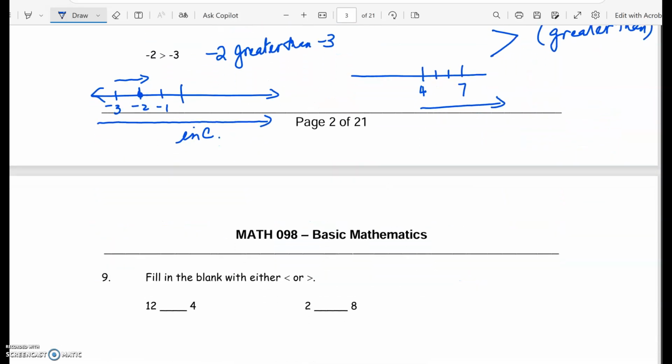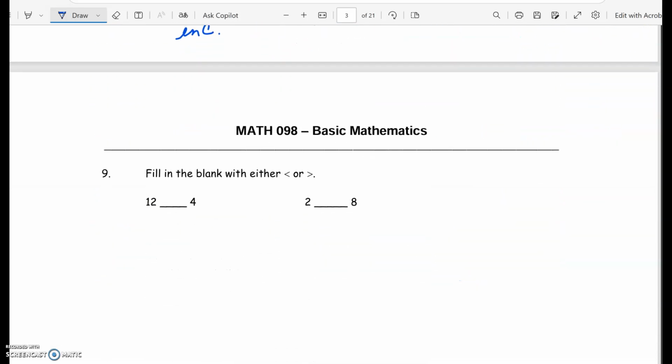Now 12 is larger, so the big mouth is towards the larger number, is greater than 4. 2 is smaller, so notice this is towards the larger number. 2 is less than 8.